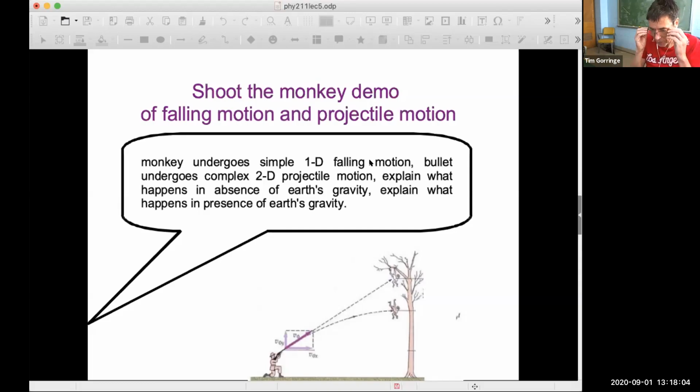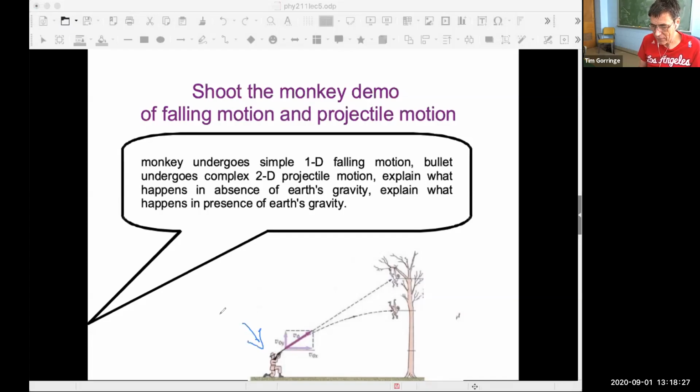But what we're going to do is imagine a hunter hunting a monkey, and the hunter sees the monkey in a tree. And that's what's depicted in this little picture down below. Here's the evil hunter. And upstairs here in the tree is the innocent monkey. And the hunter is going to fire the gun directly at the monkey. The monkey hears the gun fired and drops from the tree.